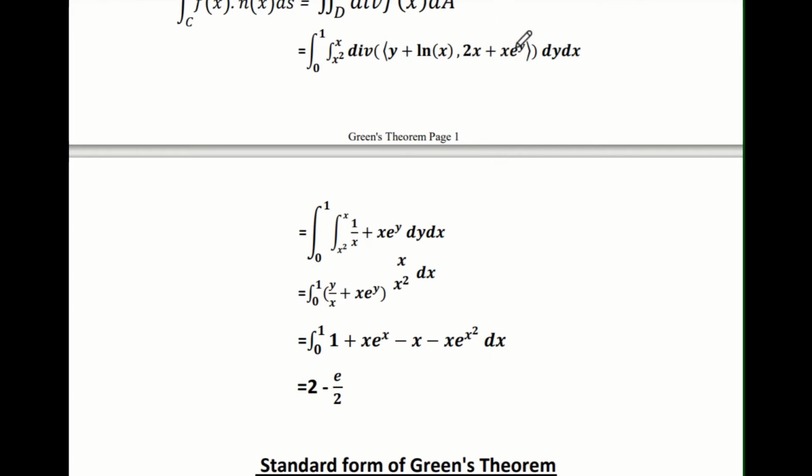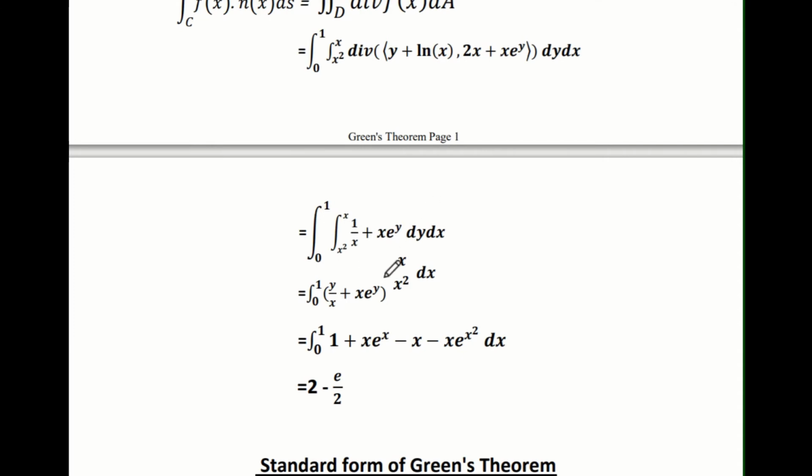And then the second component, f2, is 2x plus x e to the y, and you're taking the partial derivative with respect to y, meaning y is the variable, right? So x is just a constant, so in this case this falls away and e to the y does not change, so e to the y is dragged along. So we've taken the divergence of f.